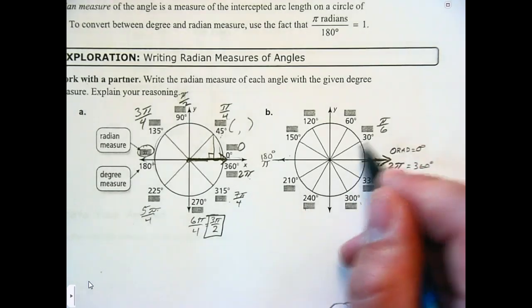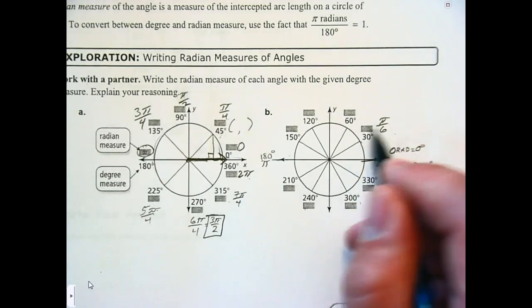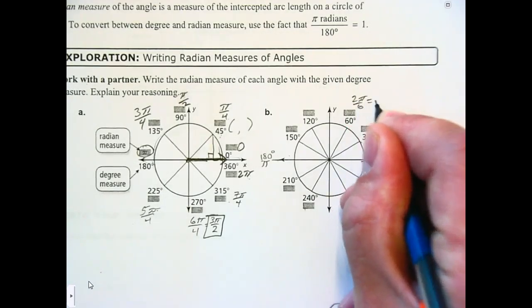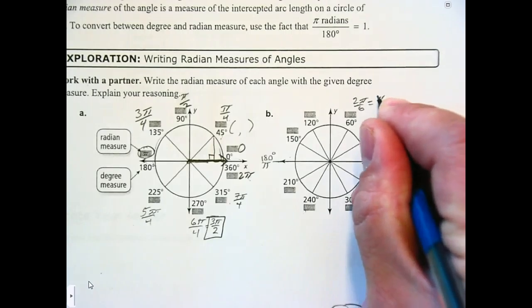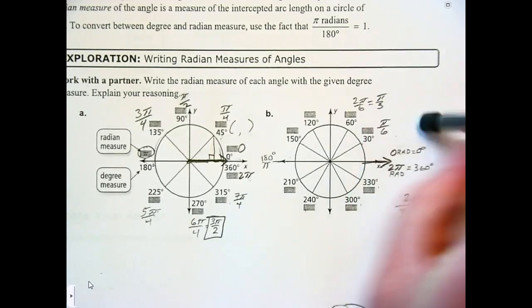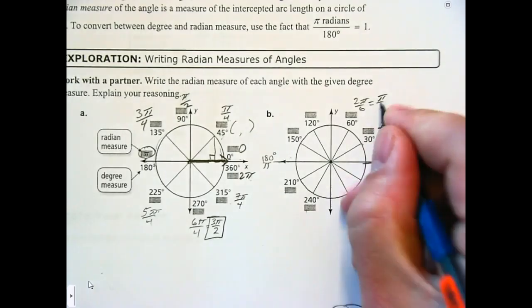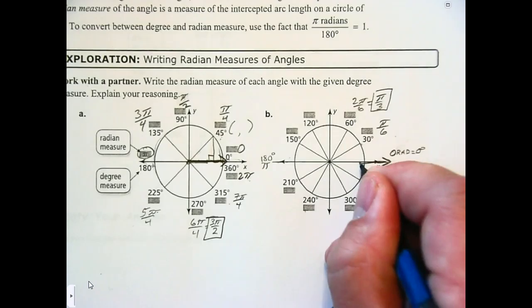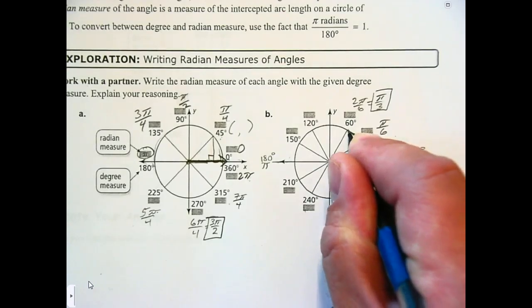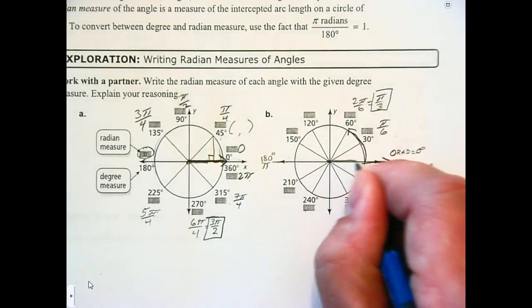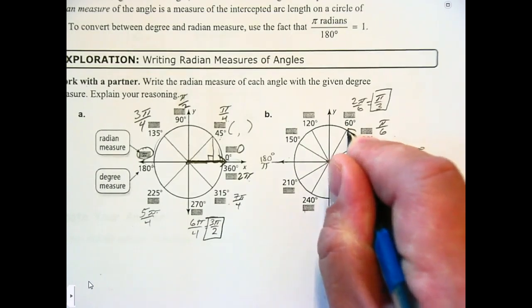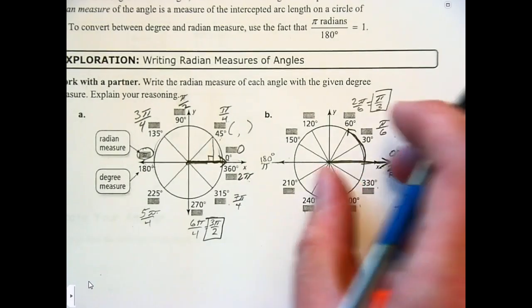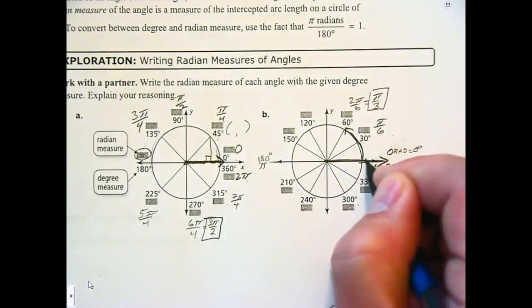Okay? And if 30 is pi over 6, 60 is 2 pi over 6, which we know as 1 pi over 3. And that's the measurement you would want to use there. That means a 60-degree revolution from here to there is pi over 3 radians. That means 1/3 pi is this distance. Okay?